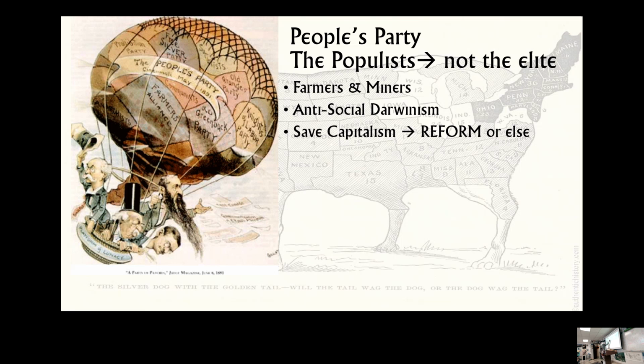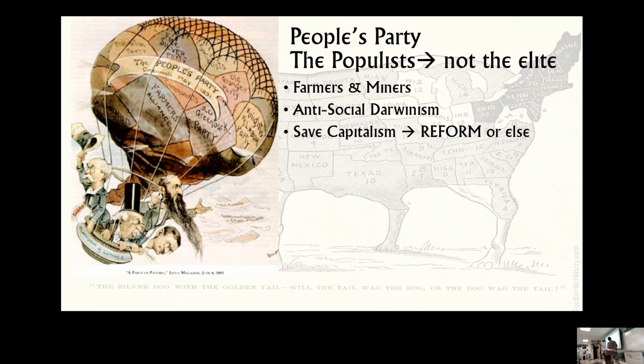These were mostly farmers and miners. They never could appeal to the workers in the city because of the urban-rural divide. They were intensely anti-social Darwinistic. But I should say, except for some of the racial elements, they liked the system, capitalism. They said it quite vocally. But we've got to reform it, or there'll be something else. So these are people trying to save it. Of course, their opponents will say they're trying to destroy it, but this is their goal, to save it.